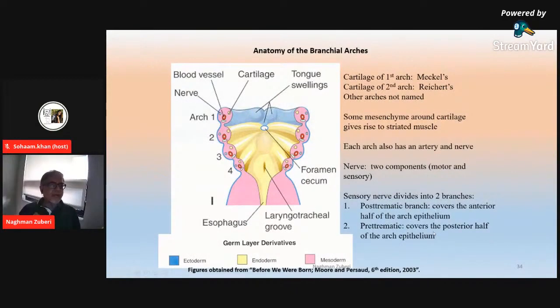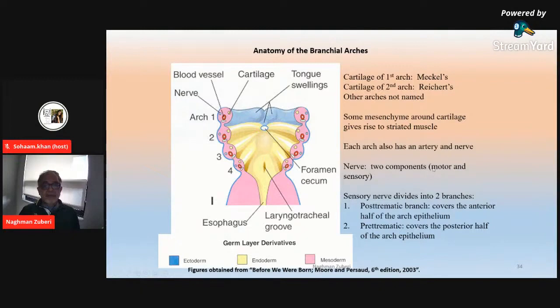We are discussing the anatomy of the branchial arches. The cartilage of the first arch is Meckel's cartilage, and the second arch is Reichert's cartilage. Other arches' cartilages are not named. Some mesenchyme around the cartilage gives rise to striated muscle. Each arch also has an artery and a nerve.